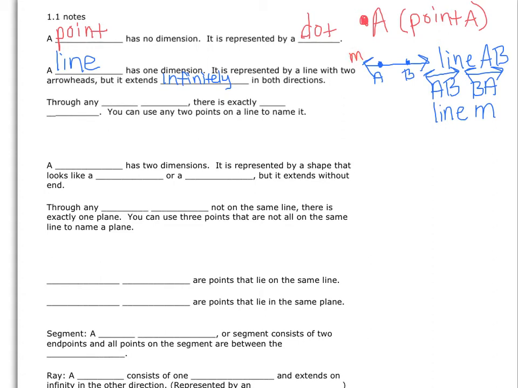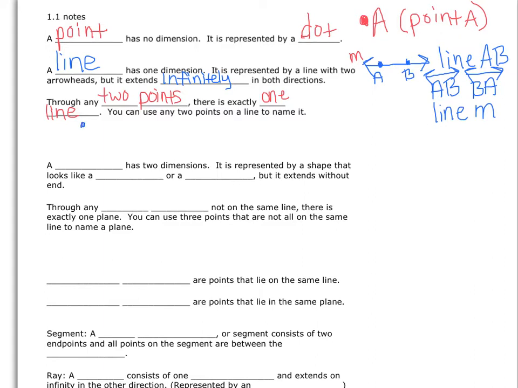Now we build. So we go from no dimension to one dimension, and now, let's see, I'm getting ahead of myself. So through any 2 points, there is exactly one line. So what this is basically saying is that no matter where the 2 points are, how far apart they are, where they're at in outer space, if there are 2 points, you can draw exactly one line.